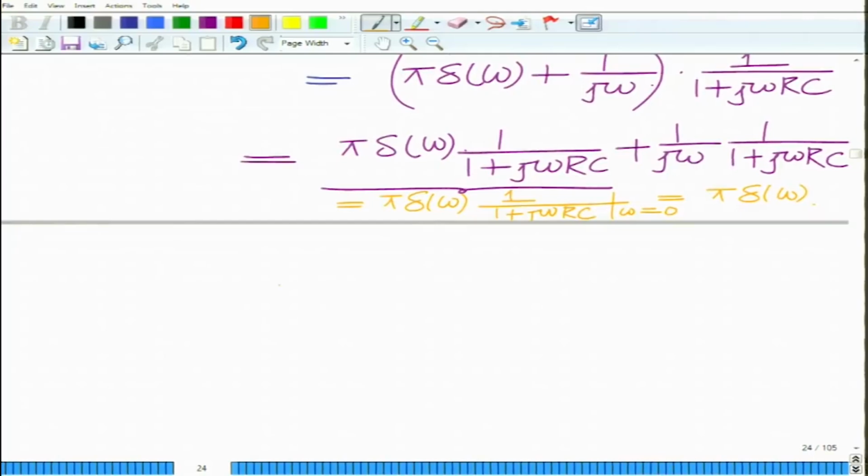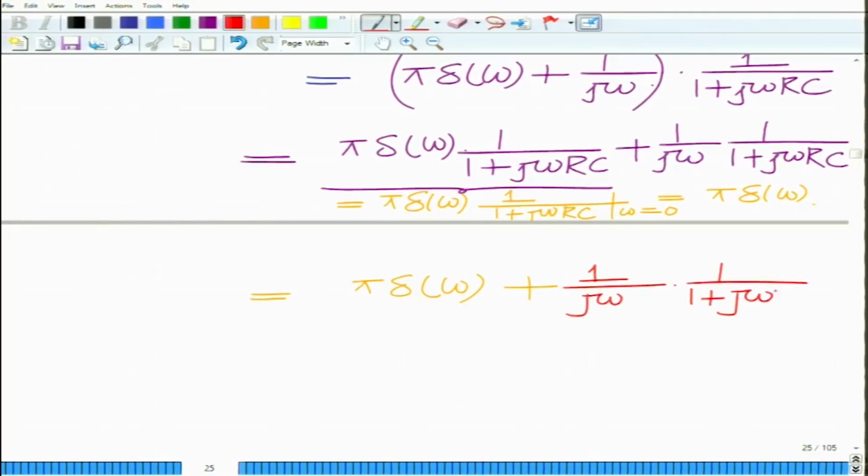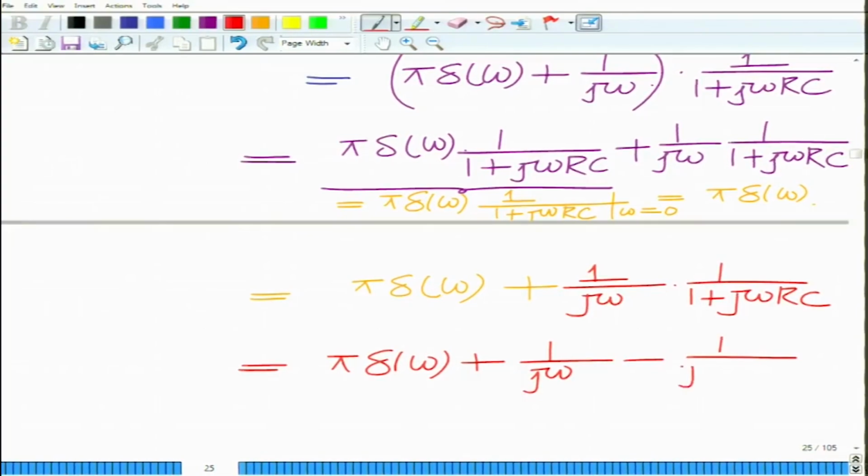So, you look at this, you can convince yourself that the first term is simply pi of delta omega, plus the second term, which is 1 over j omega into 1 over 1 plus j omega RC, which is pi of delta omega plus 1 over j omega minus 1 over j omega plus, now I can use the partial fraction expansion for this.